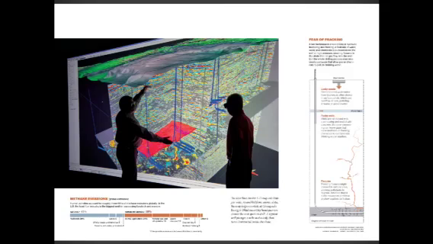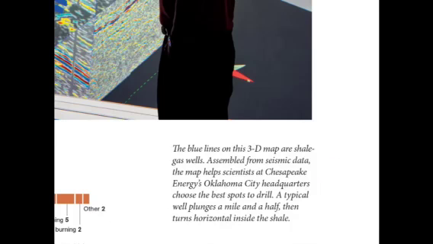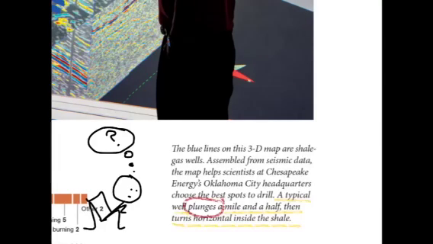Say, for example, I'm reading National Geographic. I come upon the word plunges. In context, it says the blue lines on the map are shale gas wells. Assembled from seismic data, the map helps scientists at Chesapeake Energy's Oklahoma City headquarters choose the best spots to drill. A typical well plunges 1.5 miles, then turns horizontal inside the shale.